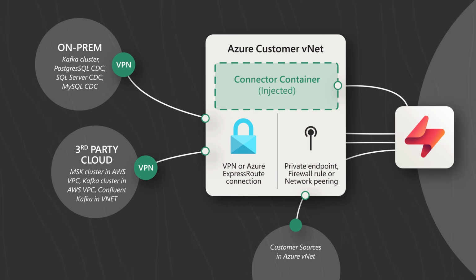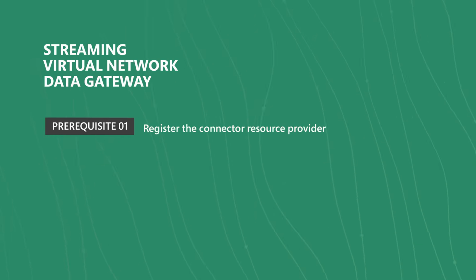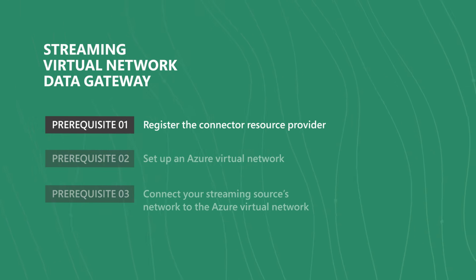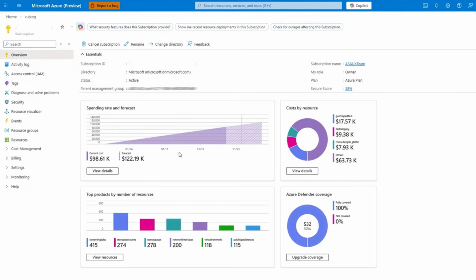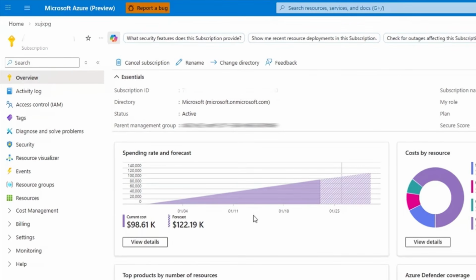To abstract the Azure Virtual Network resource within Fabric, a new concept has been introduced: Streaming Virtual Network Data Gateway. This enables the virtual network resource to be provided to Eventstream's connector service, allowing the connector to be injected into this virtual network. To get started with this feature, first, register the connector resource provider in your subscription.